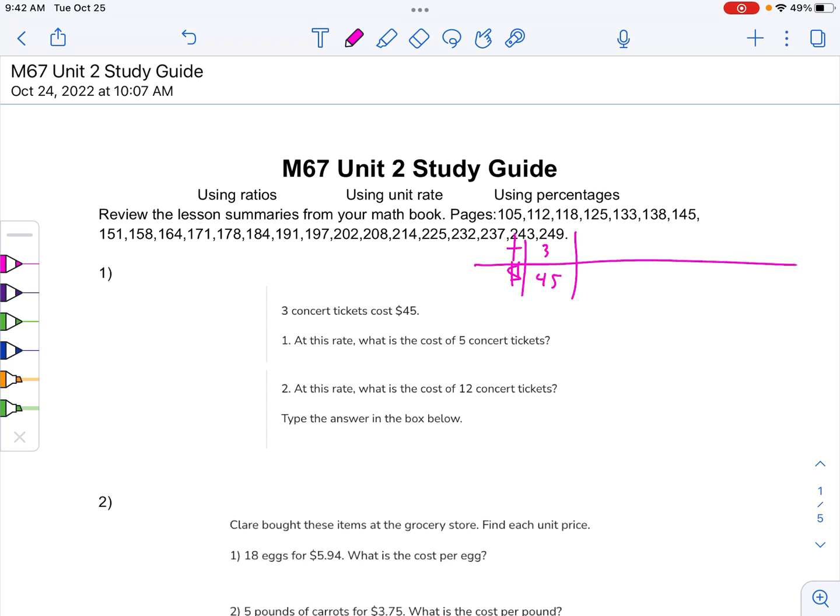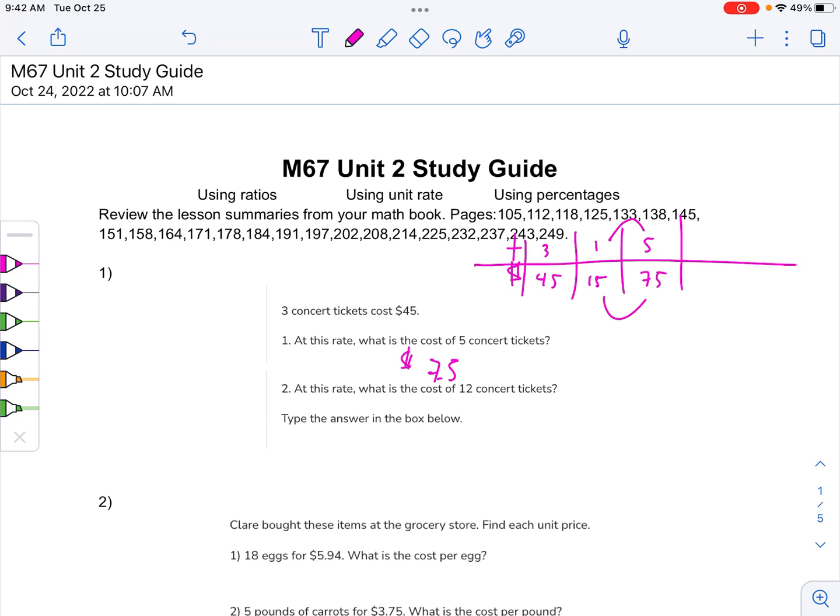So I'm gonna come down to the unit rate. So $1, so 45 divided by 3 is 15. All right, so that's my unit rate. That's per 1 ticket. And if I know that, then I can find 5 tickets. All right. So 1 times 5 is 5. 15 times 5 is 75. So 5 tickets will be $75.